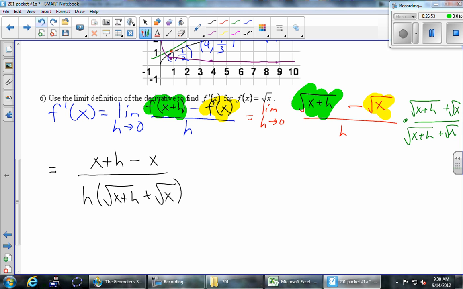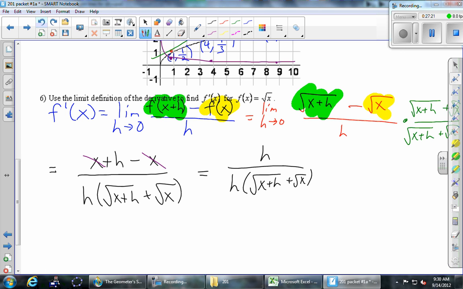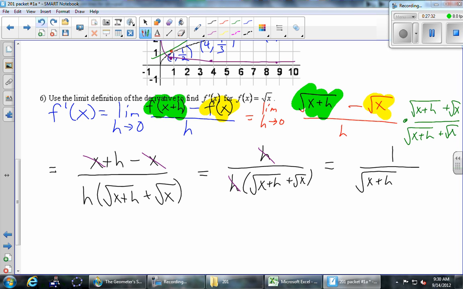Now something nice is about to happen. What is it? X's cancel. And once we cancel those x's, what's left on top? Just h. And that is wonderful to see, because what can we do with that h? We can cancel it. It's the h in the bottom that's been our nemesis this whole time. So you've got to find an h upstairs to cancel it. And we just did. So this is 1 over radical x plus h plus radical x.